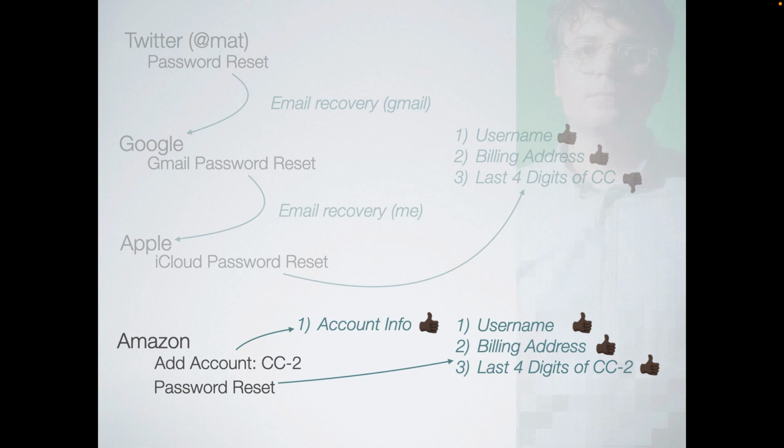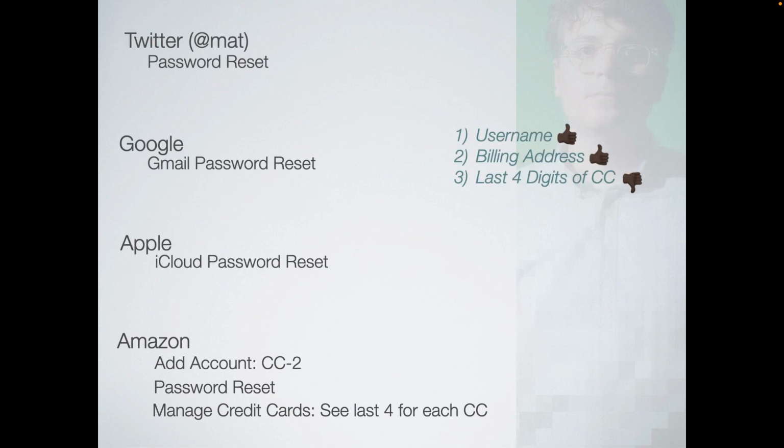Then the user logs in to Amazon, and Amazon doesn't show them the other credit cards that are on the account in their full glory. What it does is it stars them all out and shows them the last 4 digits only, okay? Now, what was Apple asking for? Okay, so then they go back to Apple, and they give your username, billing address, last 4 digits, and Apple says, great, we'll reset your Apple password.